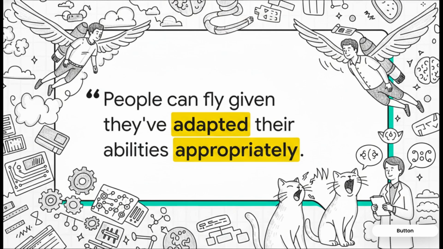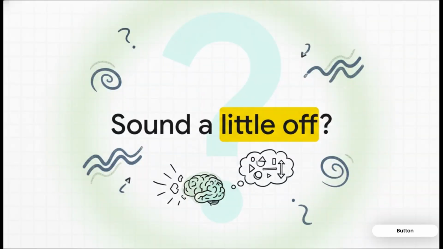Okay, listen to this. People can fly given they've adapted their abilities appropriately. Or how about cats can yawn loudly and sometimes speak to scientists? Yeah, if that sounded a little bizarre, you are not alone. Those are real examples of a generative AI just completely losing touch with reality. That, right there, is what an AI hallucination feels like.